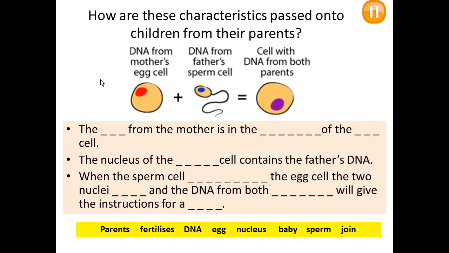Great, so let's have a look at the mark scheme. The DNA from the mother is in the nucleus of the egg cell. The nucleus of the sperm cell contains the father's DNA. When the sperm cell fertilizes the egg cell, the two nuclei join, and DNA from both parents will give the instructions for a baby. Remember, this baby will be a genetic combination of both parents. It will be similar but not identical to the parents.